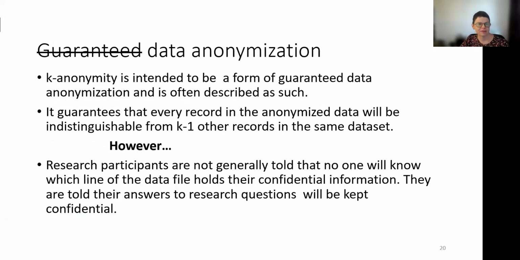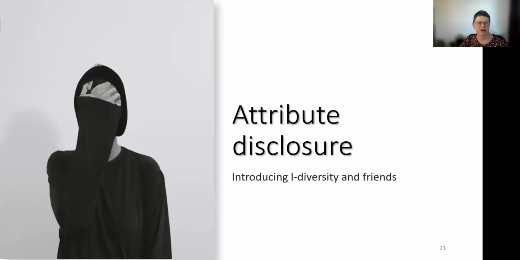Okay, k-anonymity is intended to be a form of guaranteed data anonymization. It's often described as guaranteed data anonymization. It guarantees that every record in the anonymized data will be indistinguishable from several other records in the same data. However, research participants are not generally told that no one will know which line of the data file holds their confidential information. They are told their answers to research questions will be kept confidential, which means we need to think about attribute disclosure.